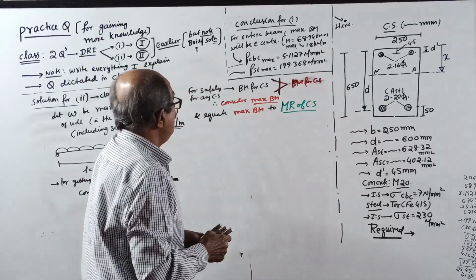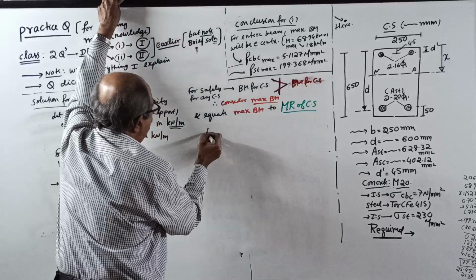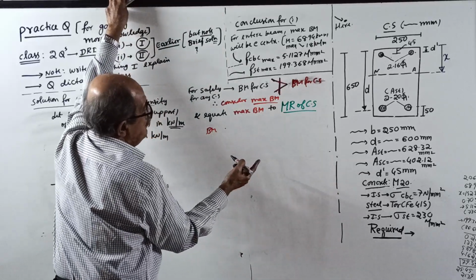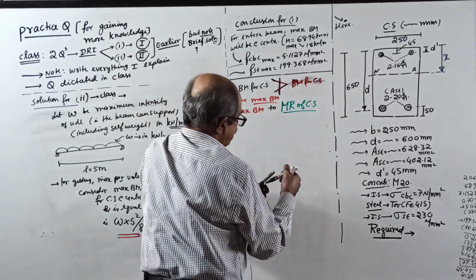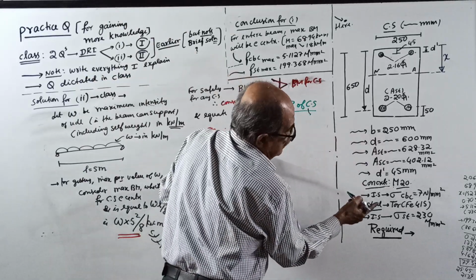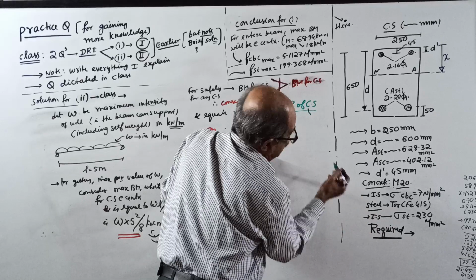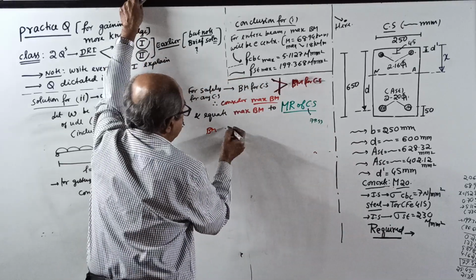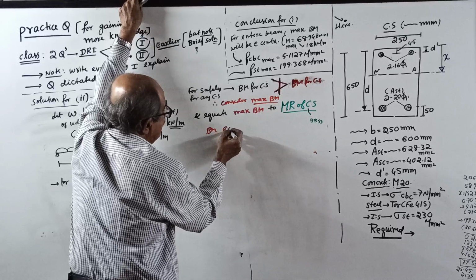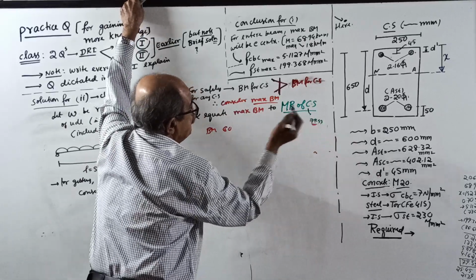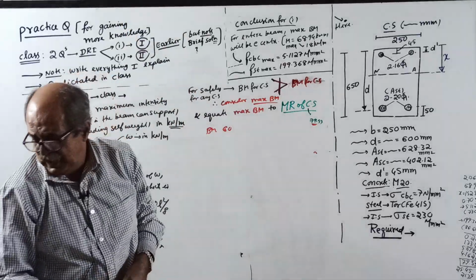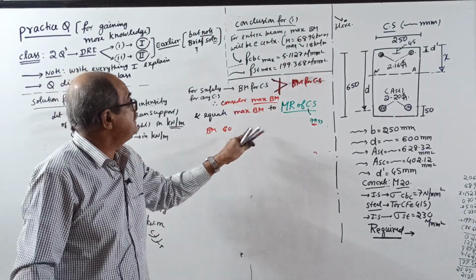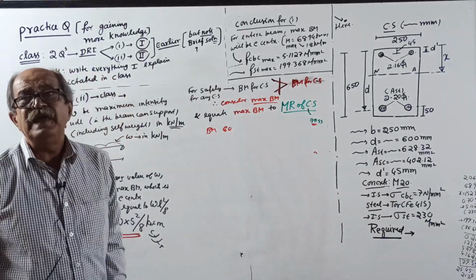See, suppose for this question your MR is going to be 79.53. Okay, leave it now. Later, suppose the bending moment is 60. It is less than 79.53. You are applying a bending moment of 60, but the cross section can resist a maximum of 79.53.